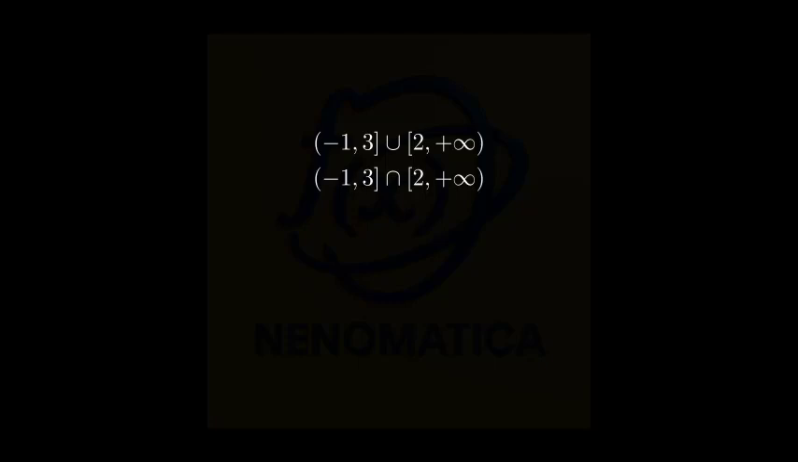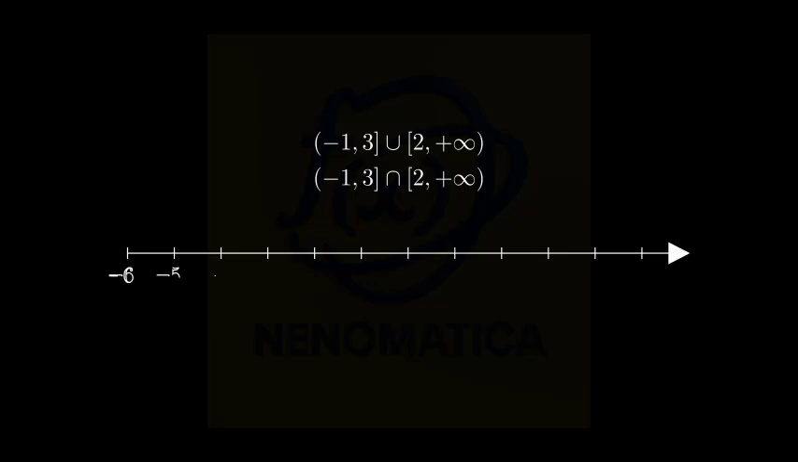We need to find the following: the union of the intervals (-1, 3] and [2, ∞), and the intersection of the same two intervals. Before we solve this, let's make sure we understand the notation. The interval (-1, 3] means all real numbers greater than -1 and less than or equal to 3.